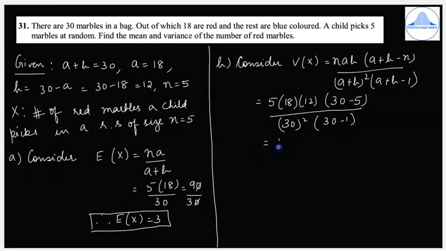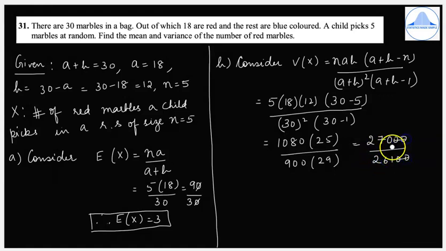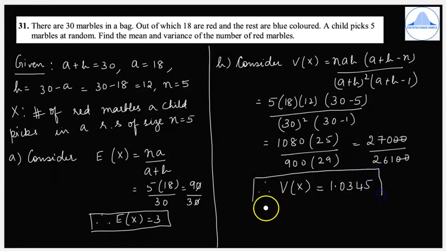So which simplifies to 1080 into 25. 30 square will be 900 into 29. So which is equal to 27,000 divided by 26,100. Cancel out 2 zeros in the numerator and denominator. And after final simplification, you will get variance of x is 1.0345. So practice writing the formula of the mean and variance of the hypergeometric distribution.